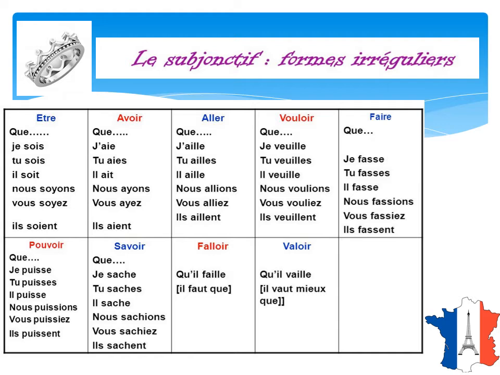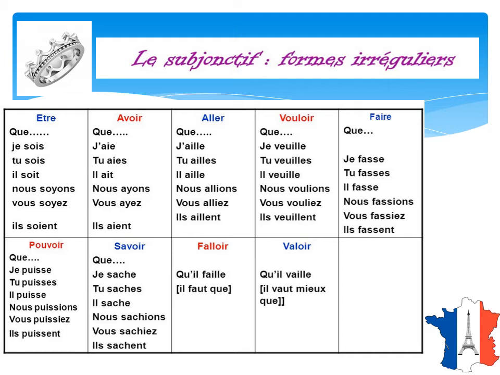Aller will be que j'aille, que tu ailles, qu'il aille, que nous allions. Look at the conjugation, there is a missing I. So you be very careful with allions. Que vous alliez, and then the I comes back in the front. It will be qu'ils aillent.